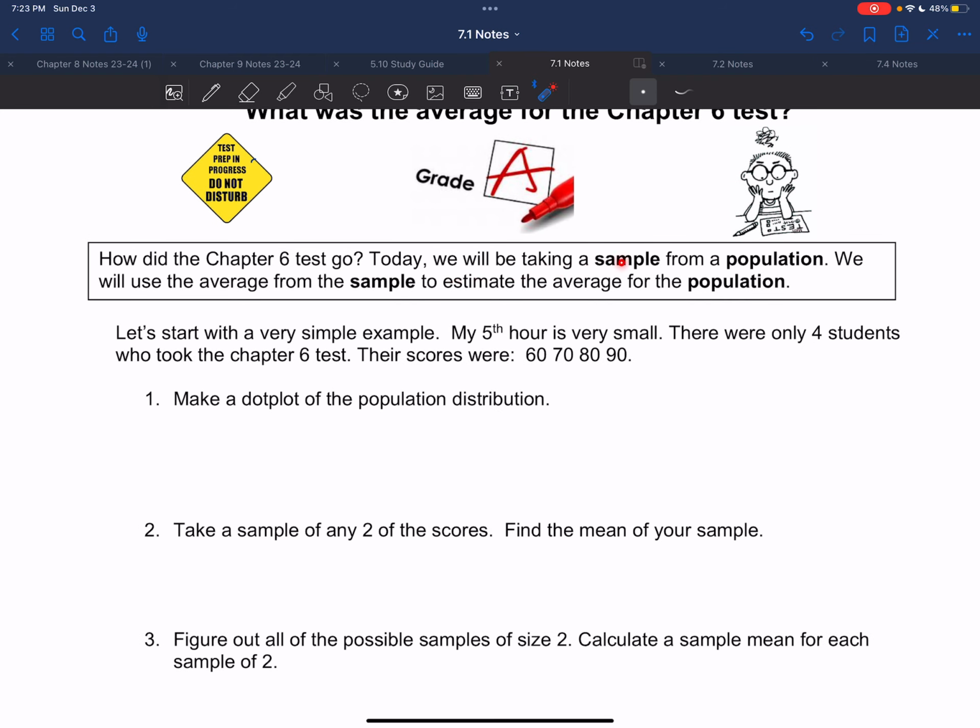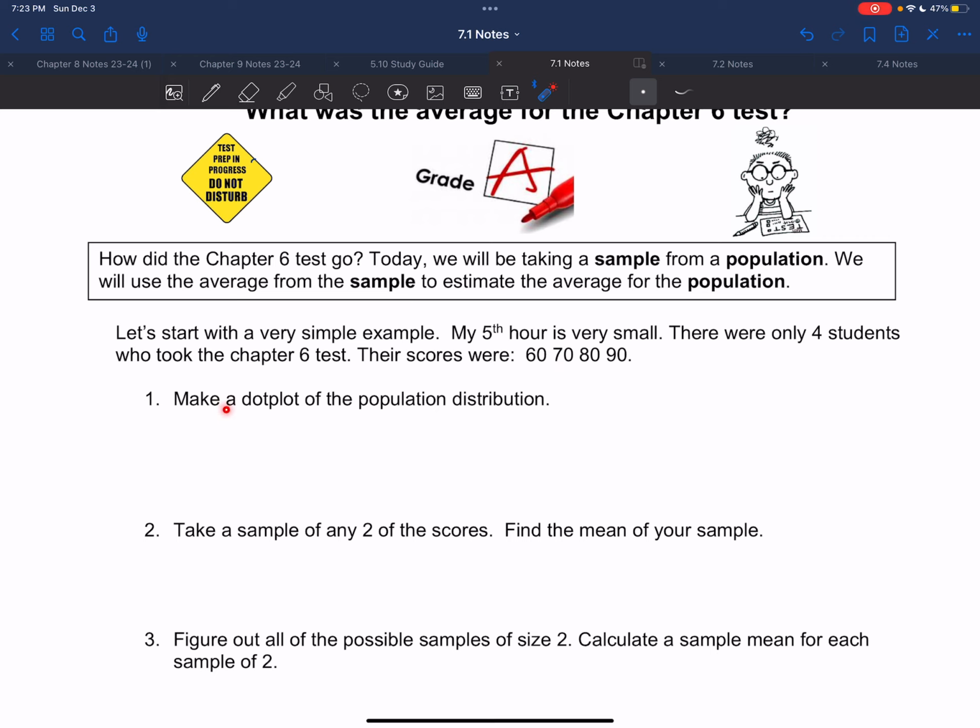Today, we will be taking a sample from a population. We will use the average from that sample to estimate the average for the population. Now, it says, let's start with a very simple example. My fifth period is very small. There were only 4 students who took the Chapter 6 test. Their scores were 60, 70, 80, and 90.